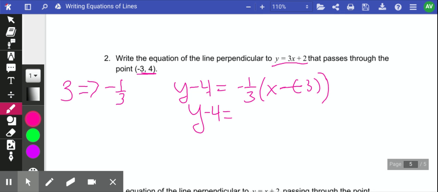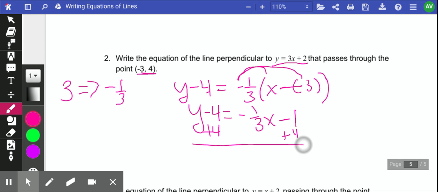And now I'm going to do the distributive property. So -1/3 times x is -1/3 x. -1/3 times +3. Well, it's a negative times a positive, so that tells me it will be a negative. And 3 times 1 is 3. 3 divided by 3 is 1, so this is -1. You can always check this in a calculator too, by the way. All right, so last step, add 4 to both sides of the equation. We get y equals -1/3 x plus 3.